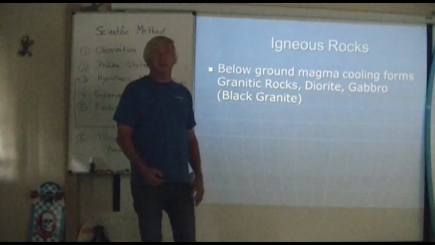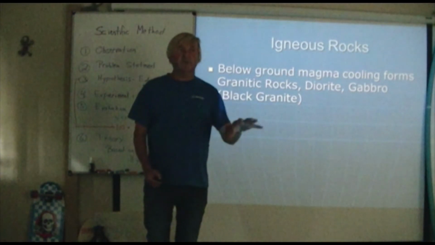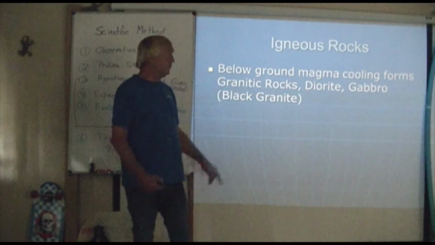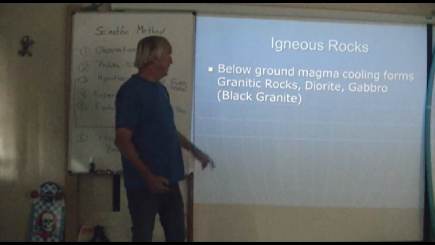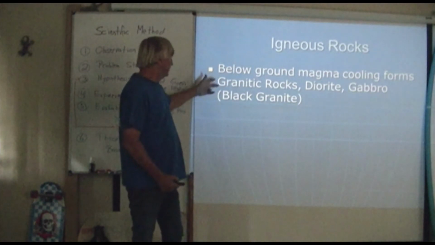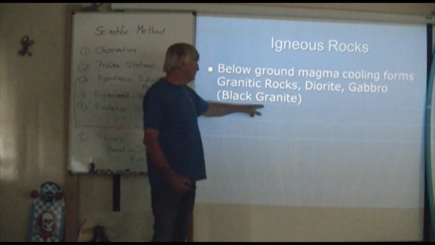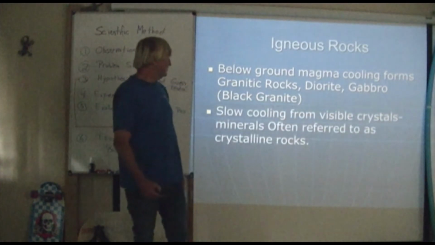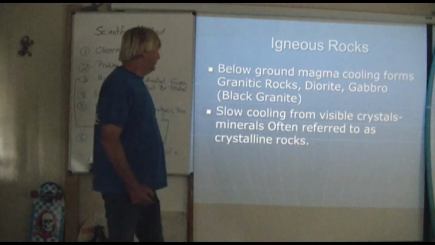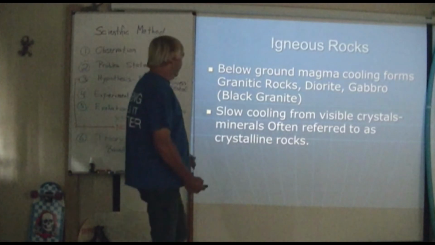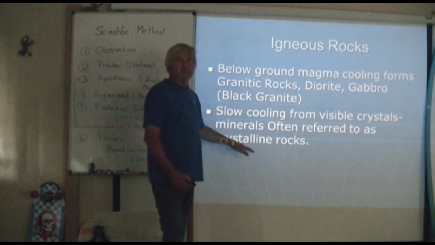So in the case of igneous rocks that form below ground, we call these intrusive rocks. Below ground, the magma cools and forms granitic rocks, diorite, and gabbro. And gabbro is sometimes referred to as a black granite. With slow cooling, they form visible crystals. These are minerals often referred to as crystalline rocks, so we call these crystalline rocks.